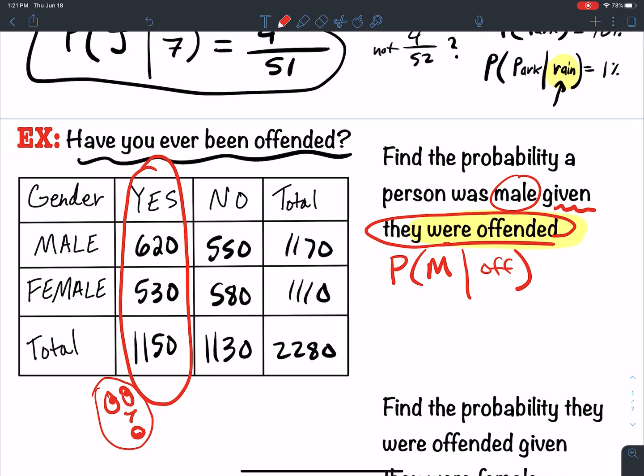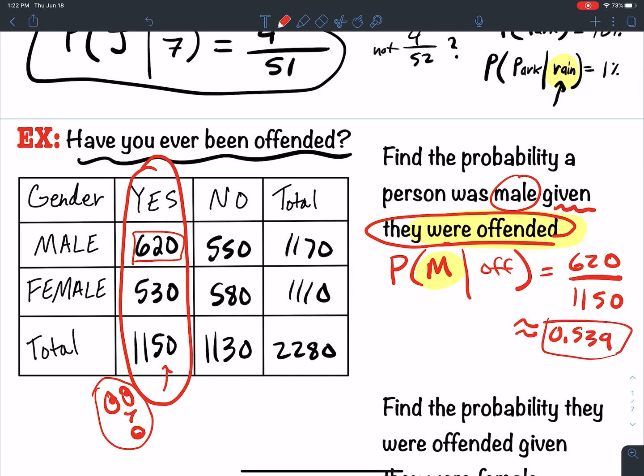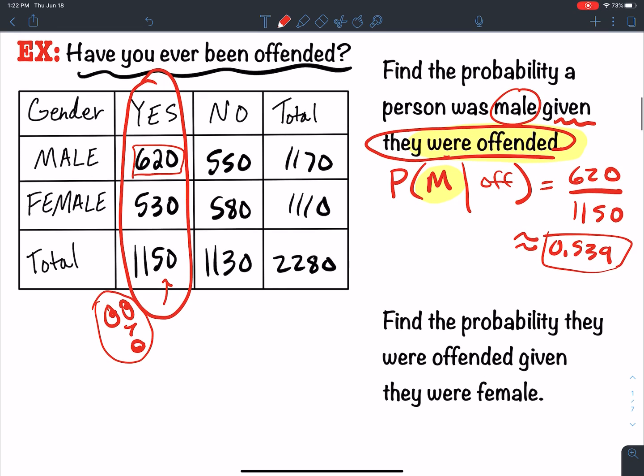So what's the probability that you're male given that you're offended? So the males, there's 620 of those. Out of how many total? 1,150, okay? So that, my friends, is your answer, which is roughly 0.539 if you were asked to do decimal to 3 places, okay?